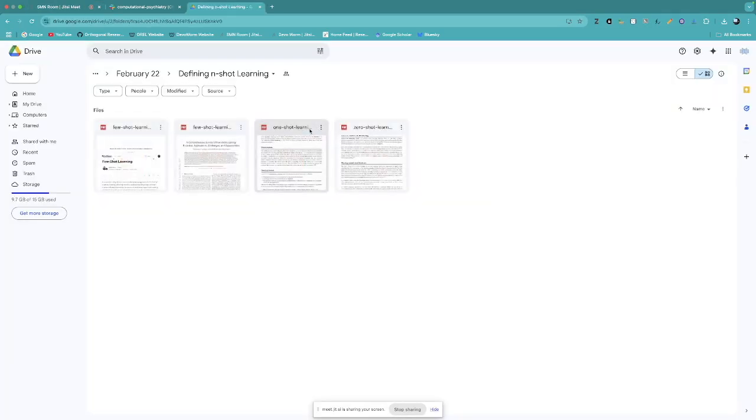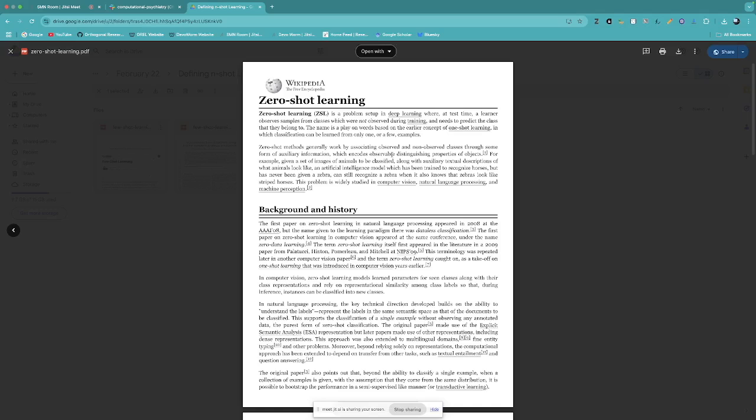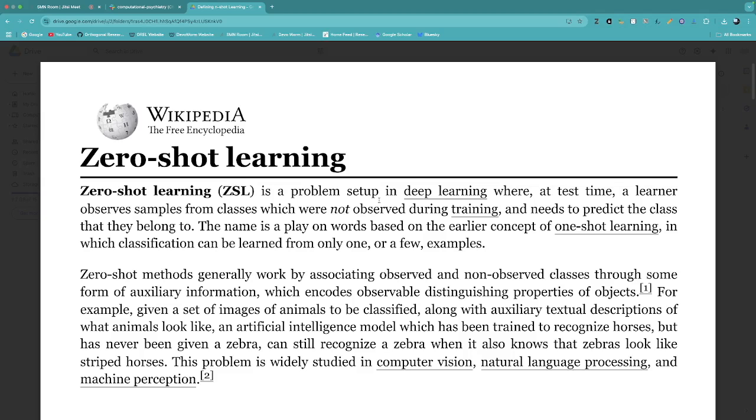The first thing is this. I've had this collection of things for a while, and I wanted to clarify this concept as we talk about large language models, but also as we talk about bio-inspired models and think about what they call shot learning in deep learning, but in other types of learning models. So this is the definition from Wikipedia for zero-shot learning. Zero-shot learning is a problem set up in deep learning where at test time a learner observes samples from classes which were not observed during training. It needs to predict the class that they belong to.